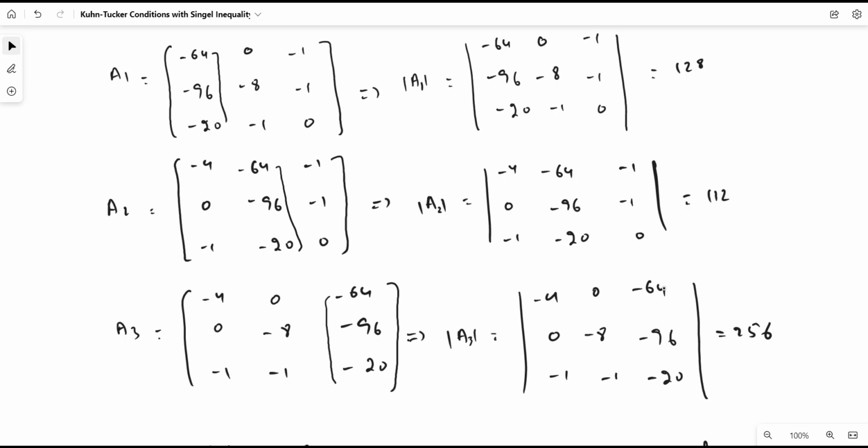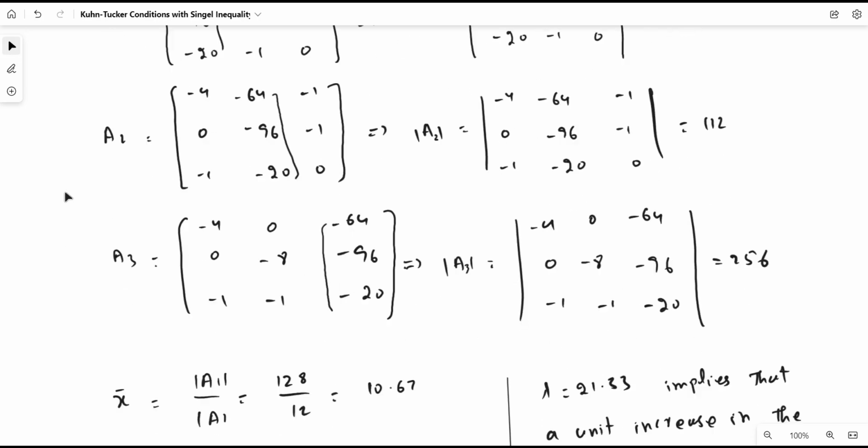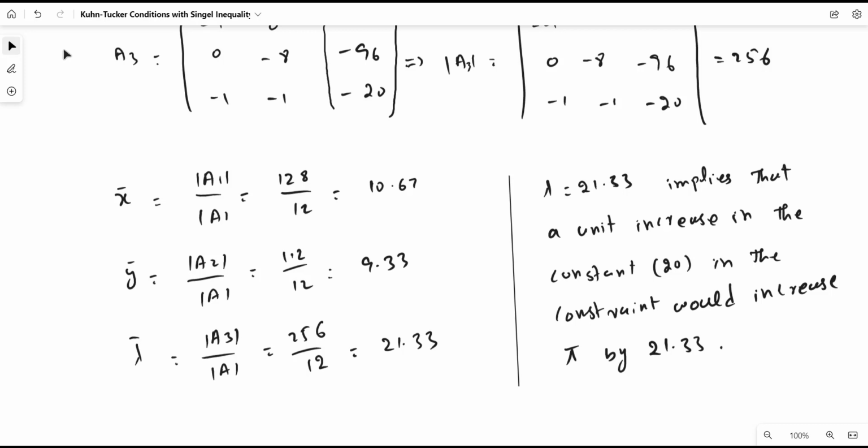And according to Cramer's rule, if you want to obtain x bar, it is equal to A1 determinant divided by A determinant, and its value is equal to this. If you want to obtain y bar, it is equal to A2 determinant divided by A determinant, its value is 9.33. If you are interested in lambda bar, it is equal to A3 determinant divided by A determinant, which is equal to 21.33. So how can we interpret the value of lambda?